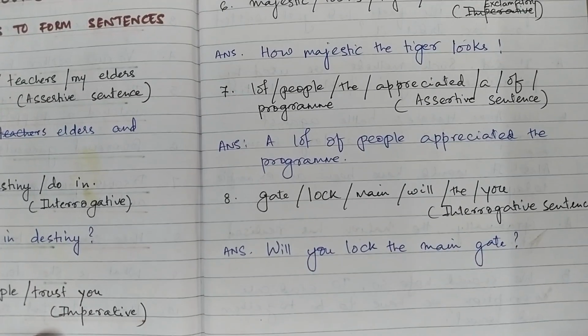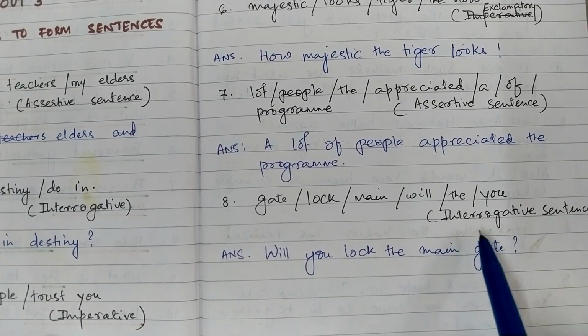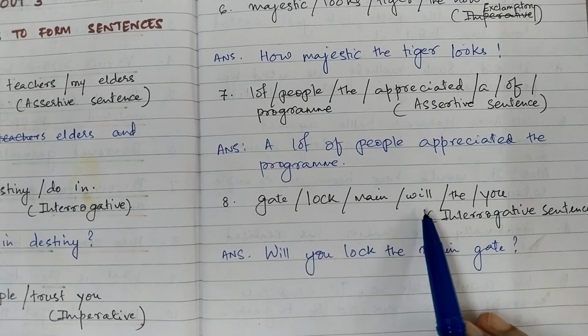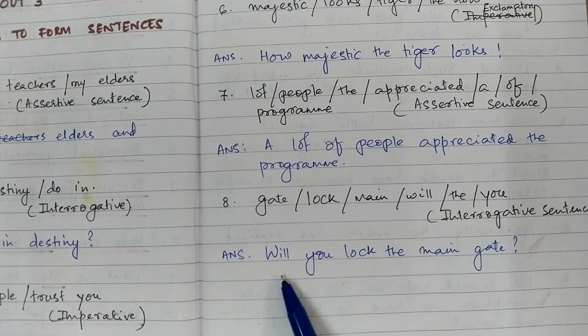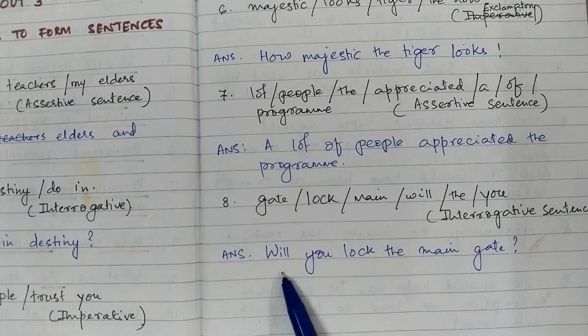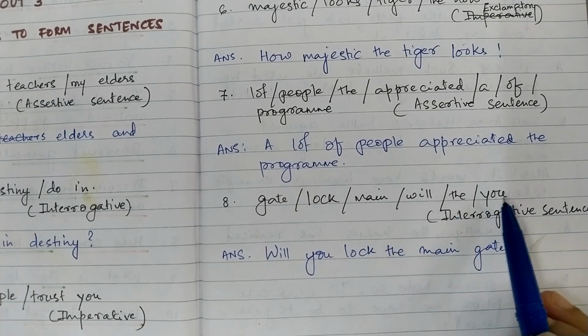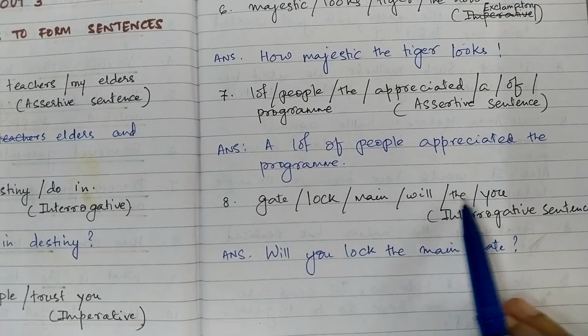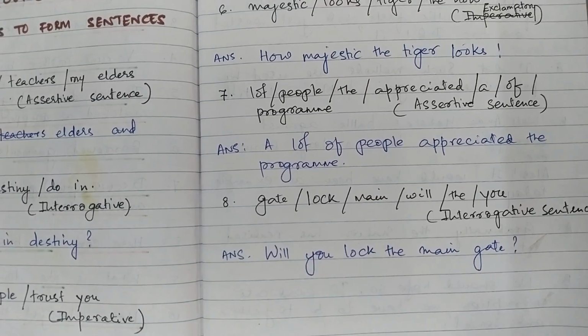Number 8. Will you lock the main gate? An interrogative sentence is to be made. Now, will is a question word. So the sentence will start with will and end with a question mark. Will you lock the main gate?